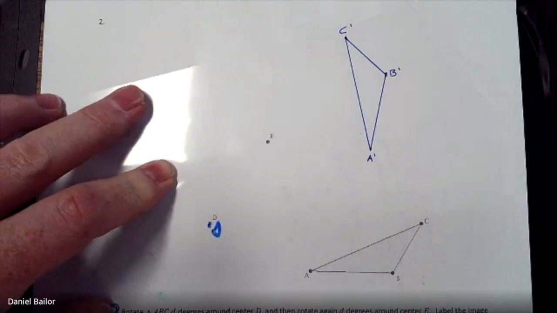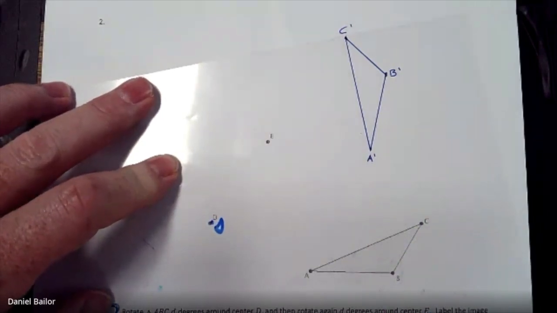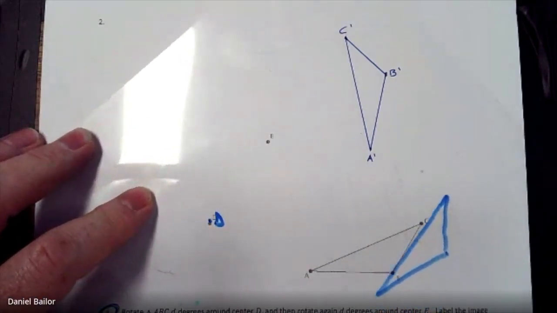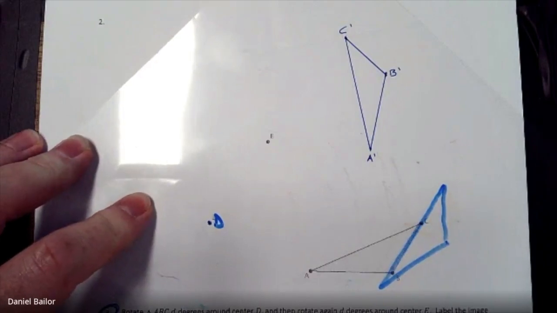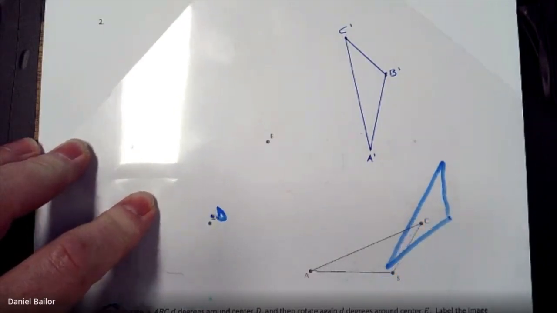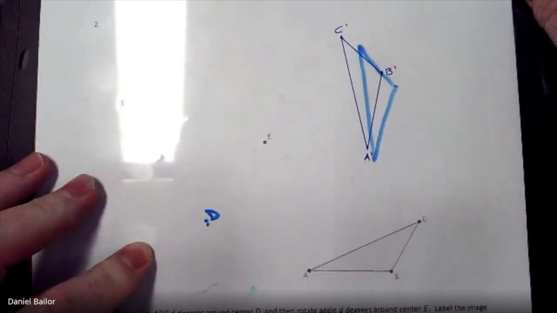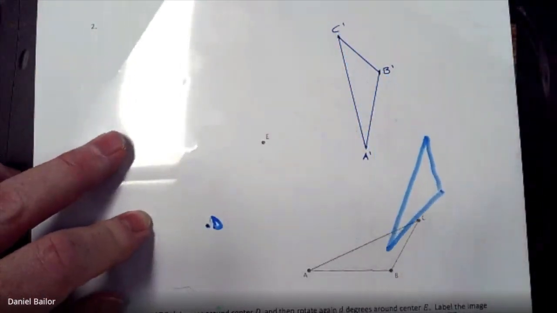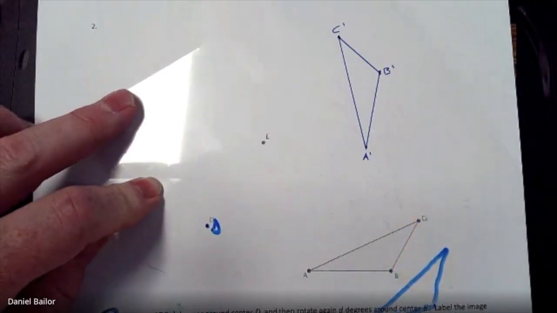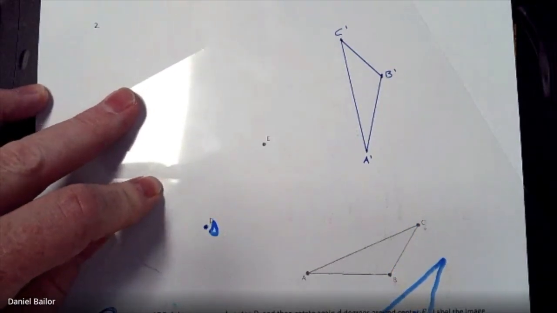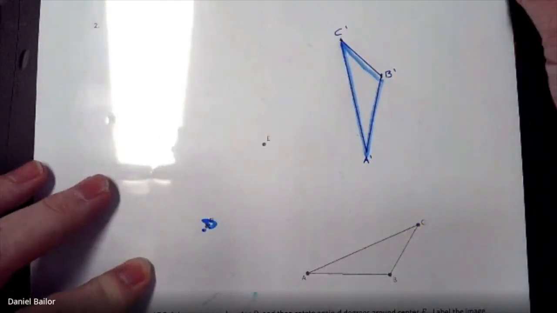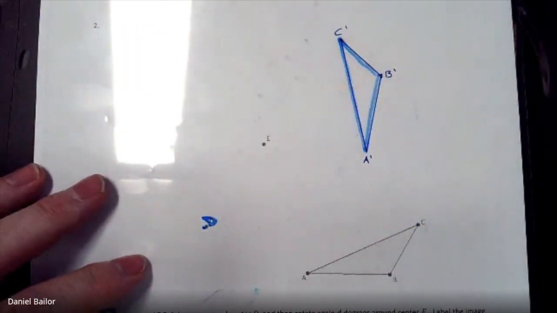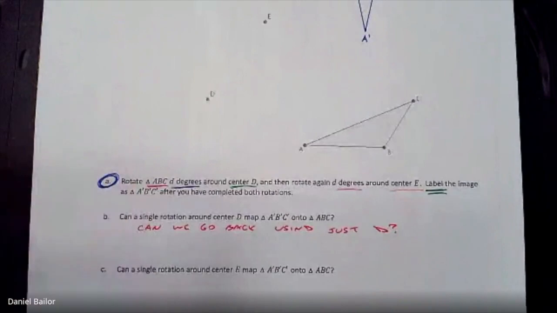Let's try spinning back and only using D. Doesn't look like I can do it. I just keep getting farther away. The closest I can get is right there. I can get close, but that doesn't move the triangle back. So if I just use D, I cannot get back to where I started from. Interesting. So part B, can we go back if we just use D? No, we can't. That's the answer.